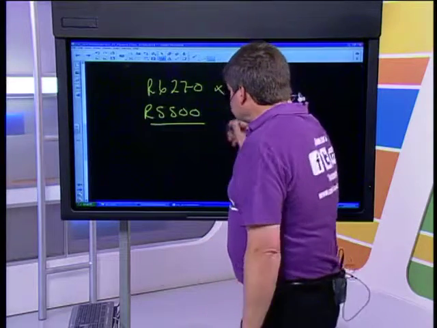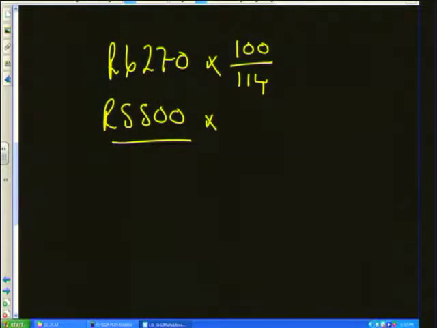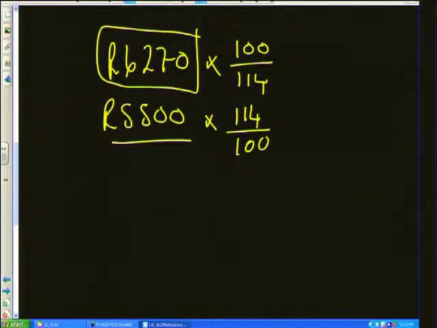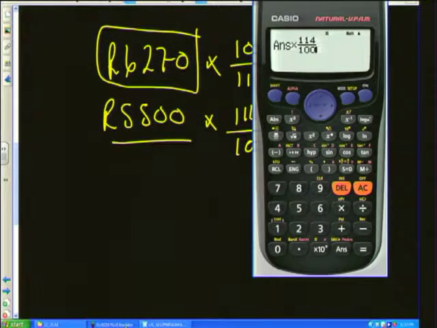What do I do with this if I want to add the VAT? I multiply by 114 over 100. So let's do that. There's 5,500. Multiply that by 114 over 100. And guys, we are hoping to get 6270. Let's see if we get that. Okay, I'm going to push equals, and there she is there. 6270.